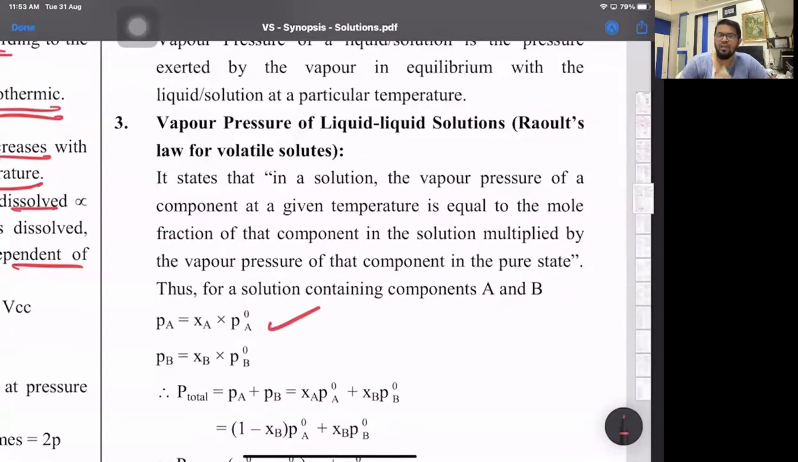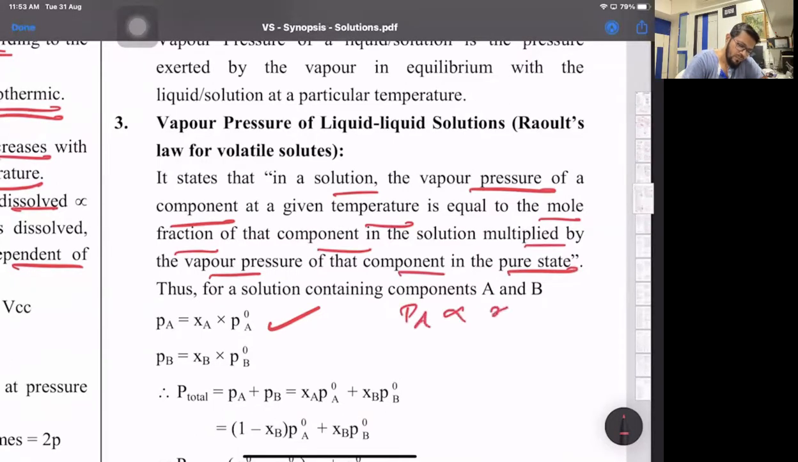The vapor pressure of any component will be the vapor pressure of the pure component multiplied by its mole fraction. So it states that in a solution, the vapor pressure of a component, any one, solute or solvent, at a given temperature is equal to the mole fraction of that component multiplied by the vapor pressure of that component in the pure state. So P0A is the vapor pressure of the pure component multiplied by its mole fraction. Vapor pressure is directly proportional to mole fraction. So P of A is directly proportional to XA. Therefore, P of A is equal to P0A into XA.